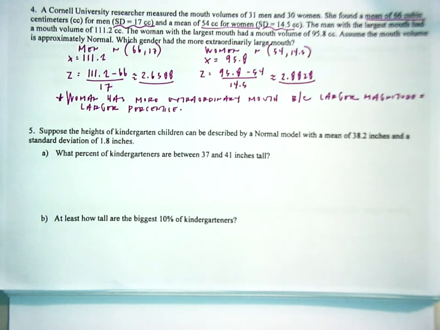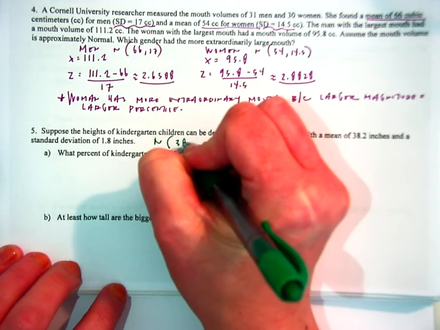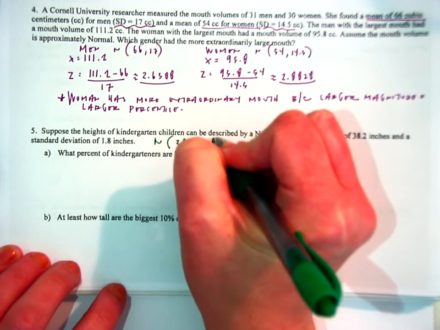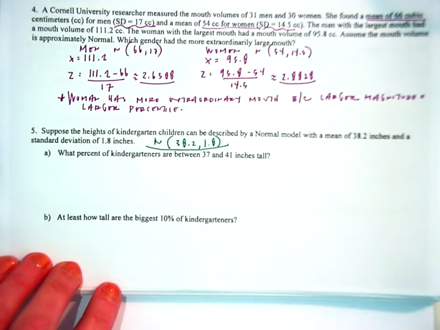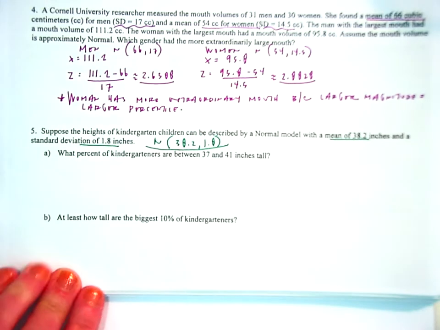Okay, next up, 5. Suppose the heights of kindergarten children can be described by a normal model with a mean of 38.2 inches and a standard deviation of 1.8 inches. All right, so first we're going to summarize. Okay, distribution is normal. Here is our mean. Here is our standard deviation.